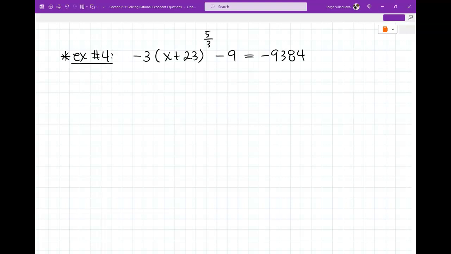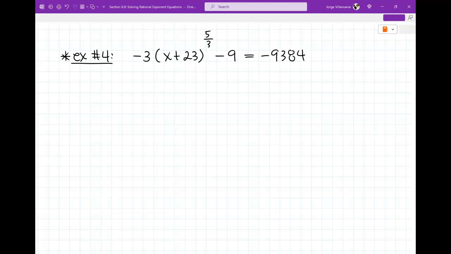So we have -3 times the quantity x plus 23, all raised to the 5/3, minus 9 equals -9,384. Now I know that's a huge number, but again, you have a calculator, so don't freak out. Just make sure you use your calculator appropriately to get the right answer. This is like the hardest looking problem on your homework. I don't know if you consider it difficult. It's very similar to example 3, so the same idea.